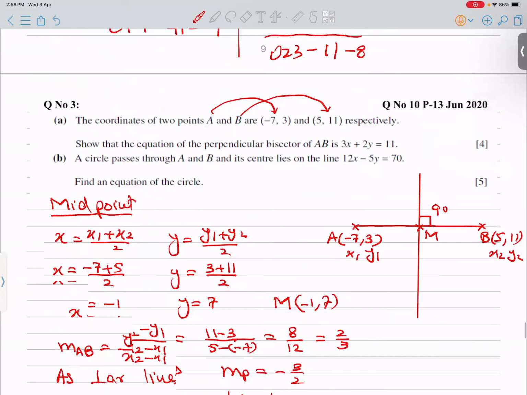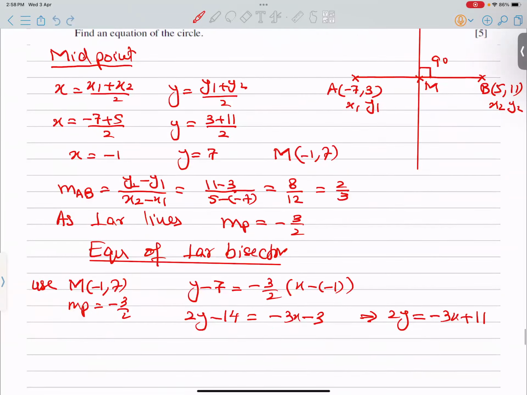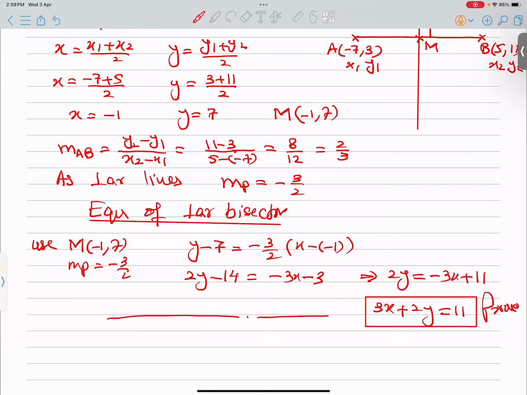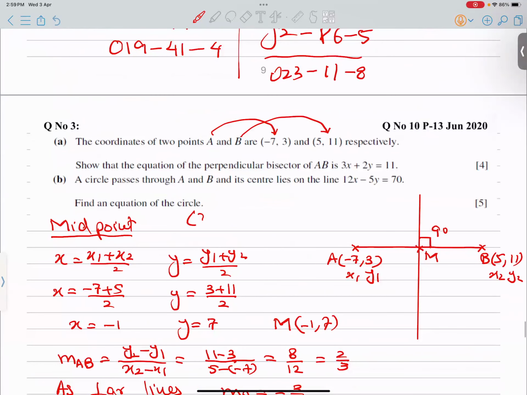Let's see what the question demands. Yes, 3x plus 2y. He needs both values on the left side, no problem. So I write the same way: 3x plus 2y is equals to 11, proved. So I believe you got a point. Nothing hard. A quick revision of the bisector. Part A done.